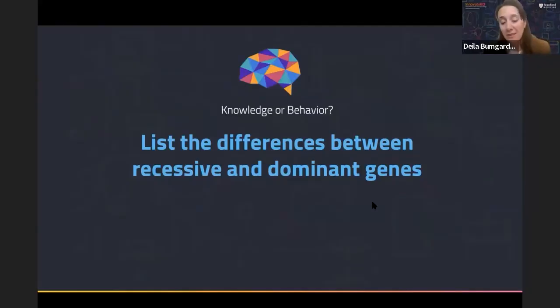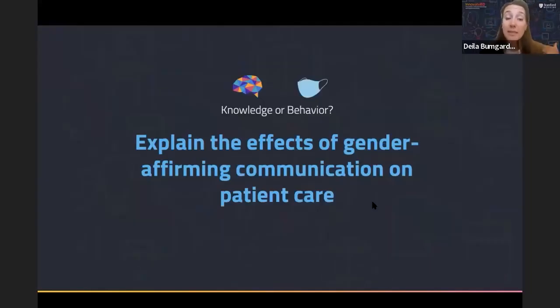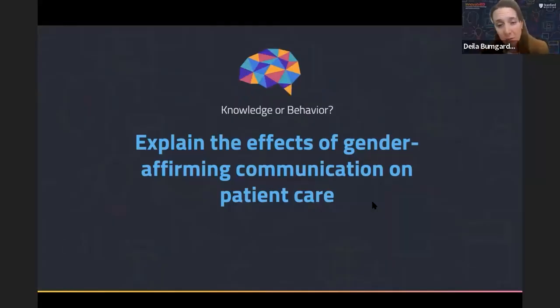Knowledge-based. If that's what you guessed, that's correct. This is a simple information recall and regurgitation. What about explaining the difference or explaining the effects of gender-affirming communication on patient care? You're asking someone to qualify, quantify the effects of a specific activity. Also knowledge-based. No behavior is being changed.